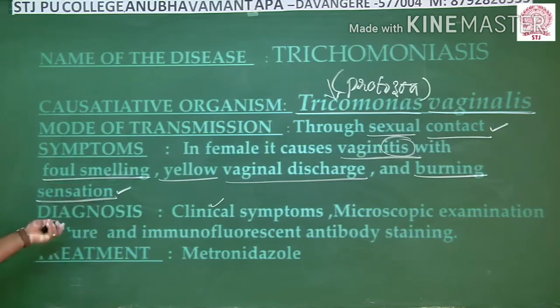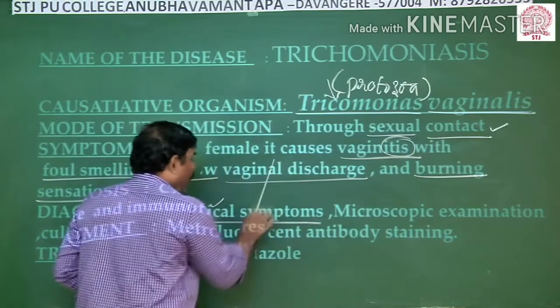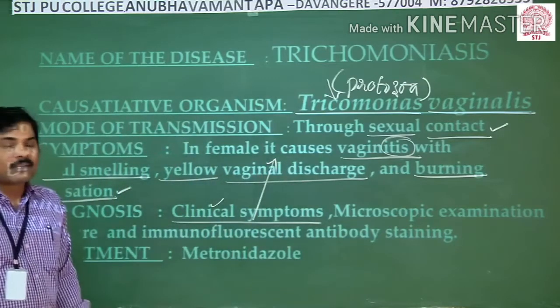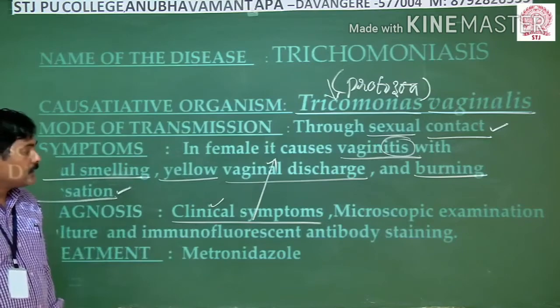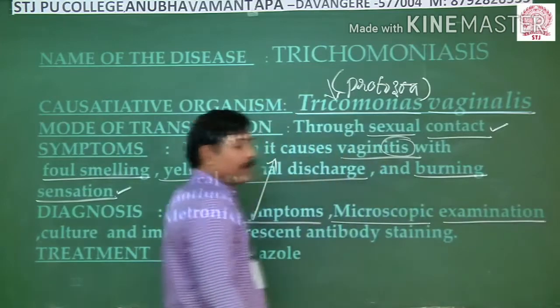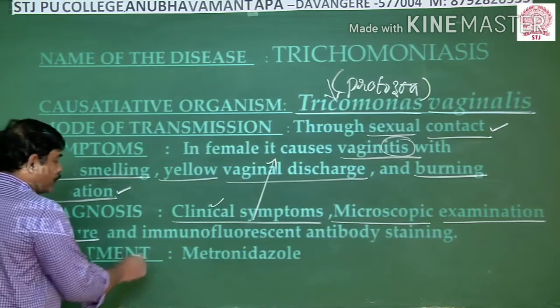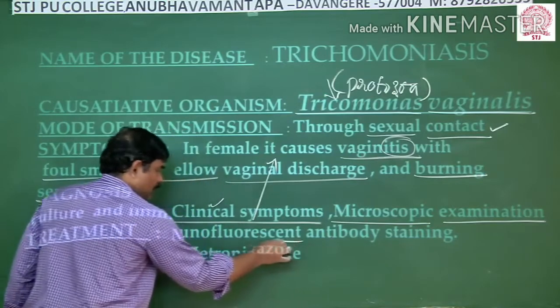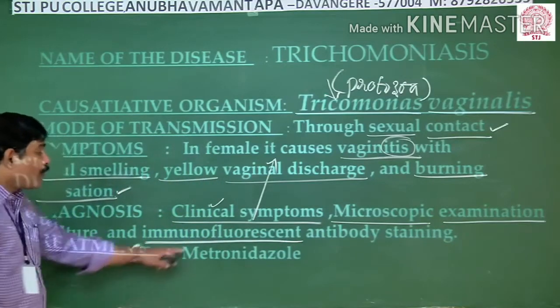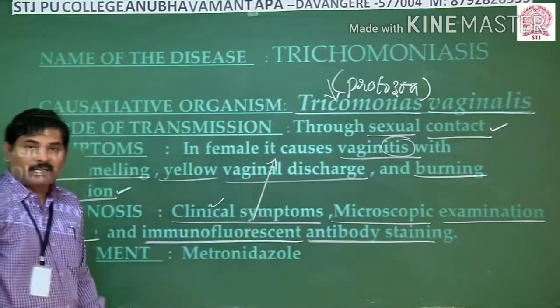Trichomoniasis. Then the diagnosis method. How can you diagnose this disease? One is the clinical symptoms, all the above mentioned symptoms that help us diagnose this disease. Thereafter microscopic examination, I explained what microscopic examination is. Thereafter culture of the pathogen helps us. But the point that you need to observe carefully is immunofluorescent antibody staining. This is a new test that we have come across.